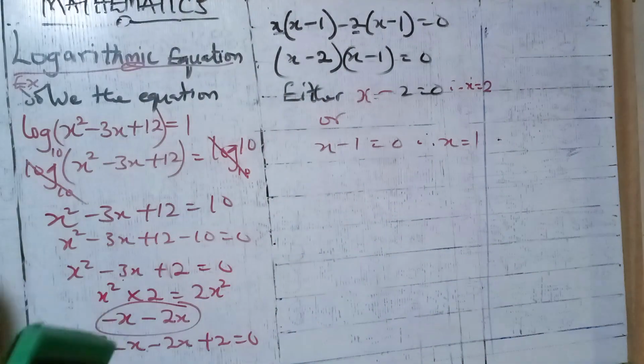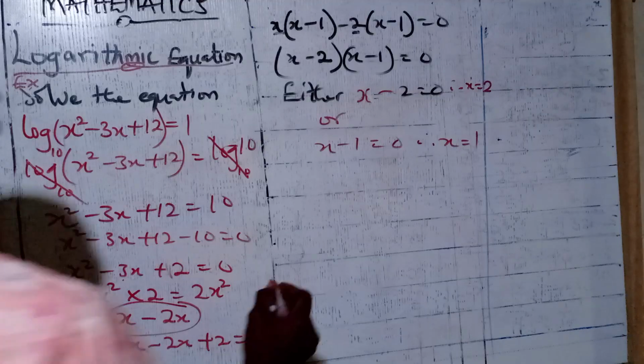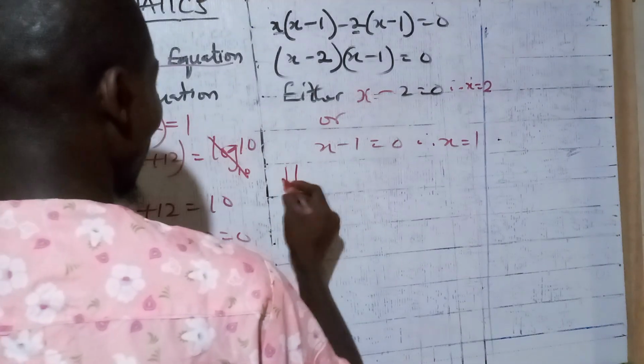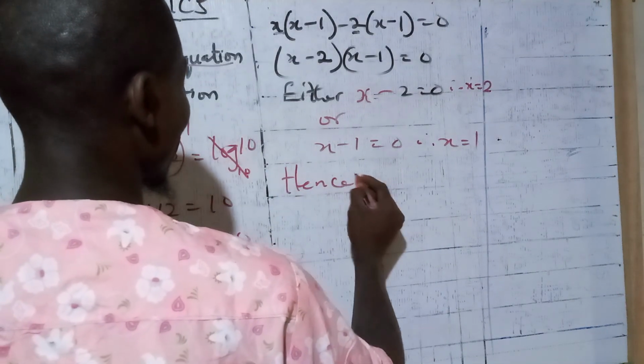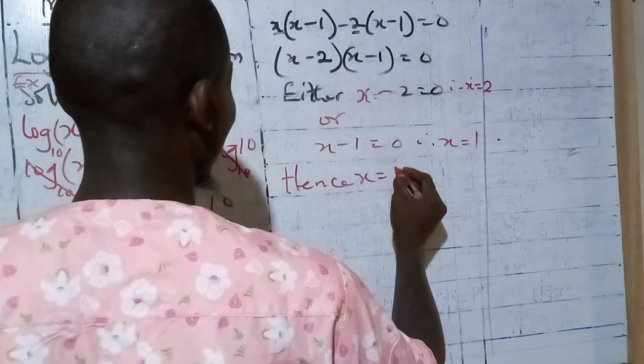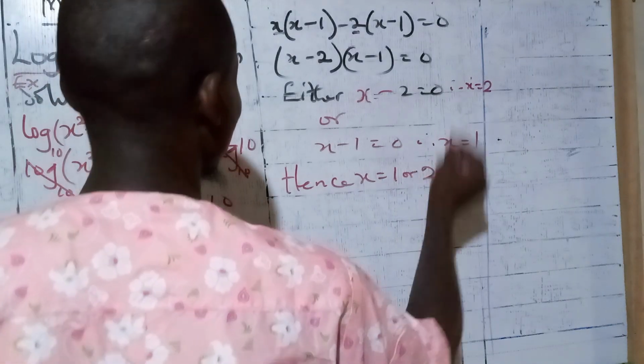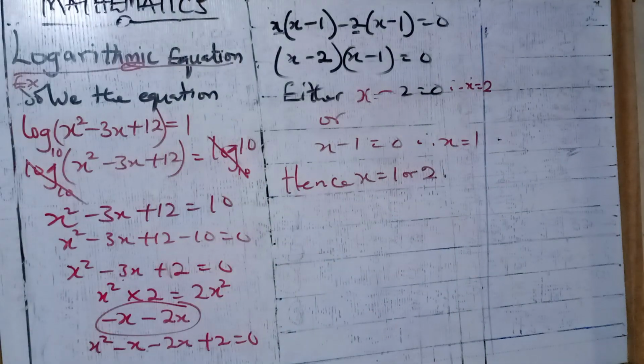So therefore our values of s either equal 1 or 2, which is the end of this logarithmic equation.